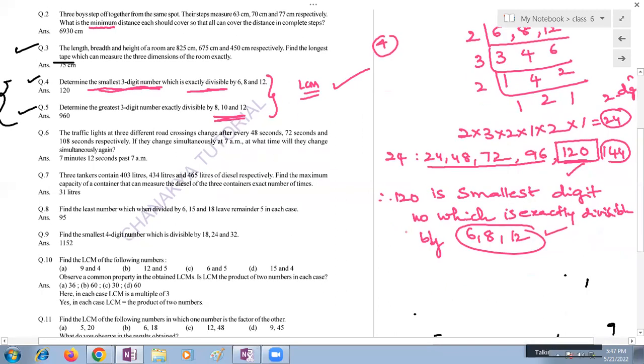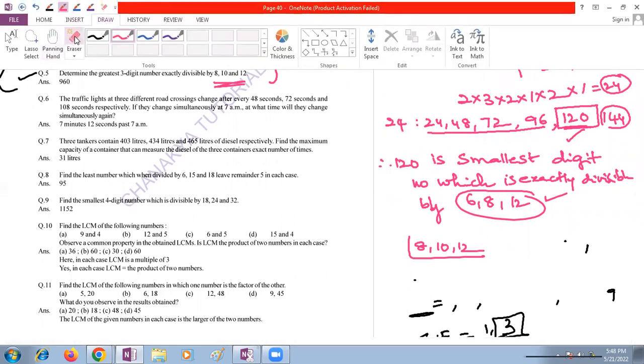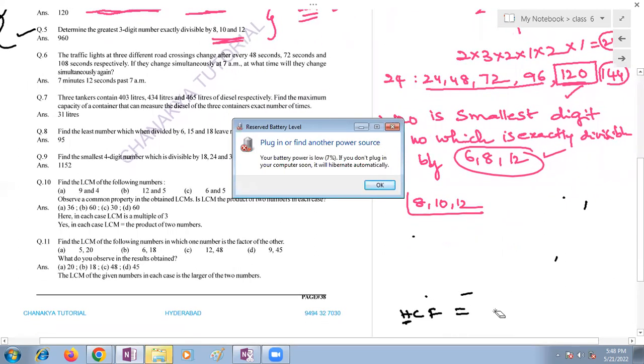Ma'am, first we have to take 2. Then 4, 5, 6. Wait, I want to hear from Karthik. Karthik, 8, 10, 12 will be commonly divisible in which table? 2. Very good, the 2 table.